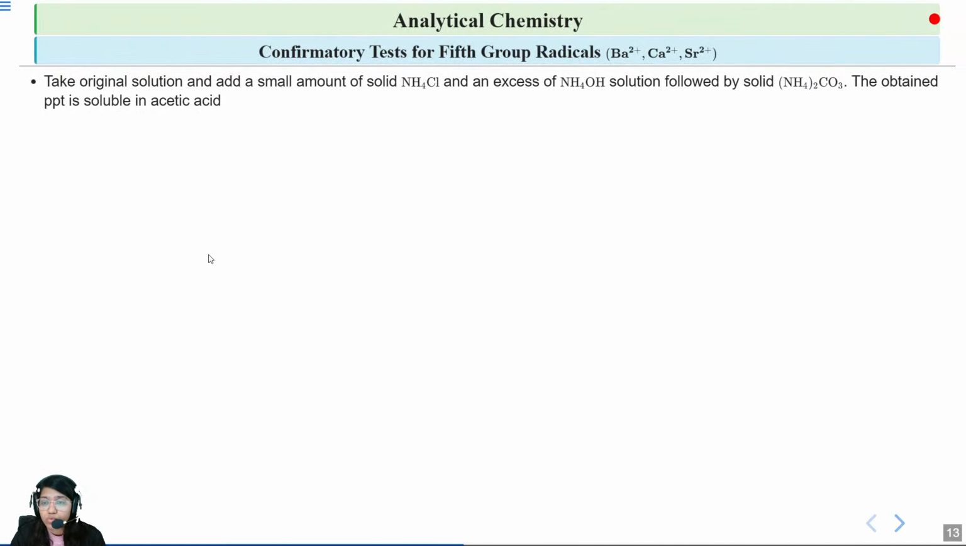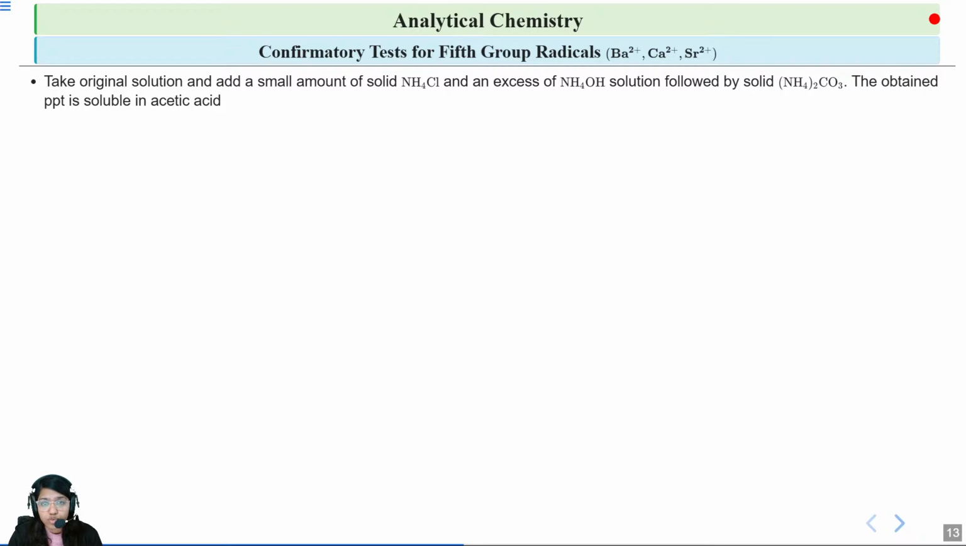Now moving on to fifth group radicals. Fifth group cations, that is barium, calcium and strontium ions, are precipitated by adding ammonium chloride, excess ammonium hydroxide, followed by adding solid ammonium carbonate to the original solution. So what is the group reagent for fifth group radicals? It is ammonium carbonate in the presence of ammonium chloride and excess of ammonium hydroxide.